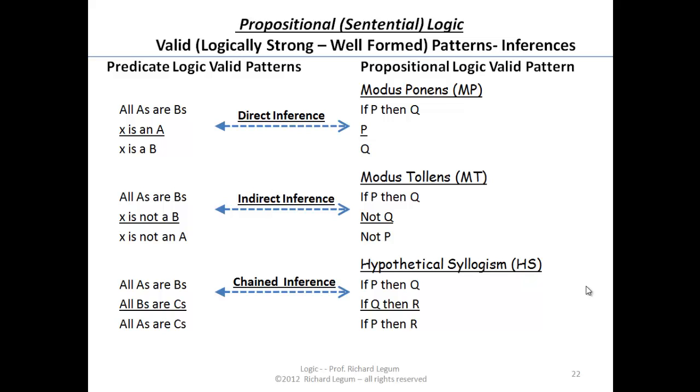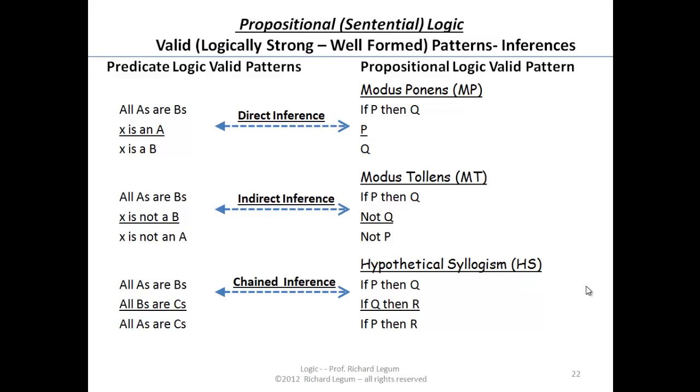If P, then Q, the chained inference on the if-then side, hypothetical syllogism. If P, then Q, if something's a dog, then it's a mammal. If Q, then R, if something's a mammal, then it's an animal. Therefore, if P, if something's a dog, then that thing is an animal.